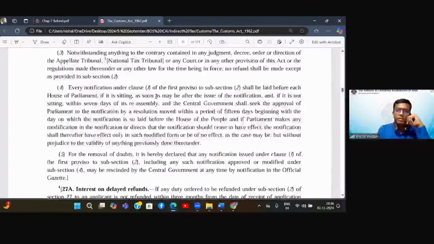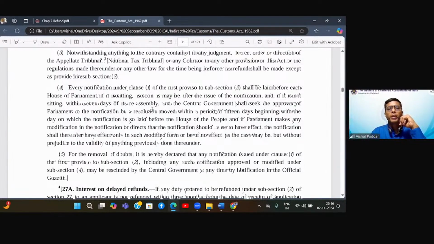If it is in session, and if the parliament is not in session, then immediately within 7 days after it reassembles. So let us say right now there is no parliament in session. They will assemble somewhere in December for the winter session. At that time, all the notifications which are passed in this period will be put in front of the parliament for their final decision. And the central government shall seek the approval of the parliament to the notification by a resolution moved within a period of 15 days, beginning with the date on which the notification is so laid before the House. So firstly, there is 7 days for laying the notification, and after laying the notification, they have to get the approval within 15 days.